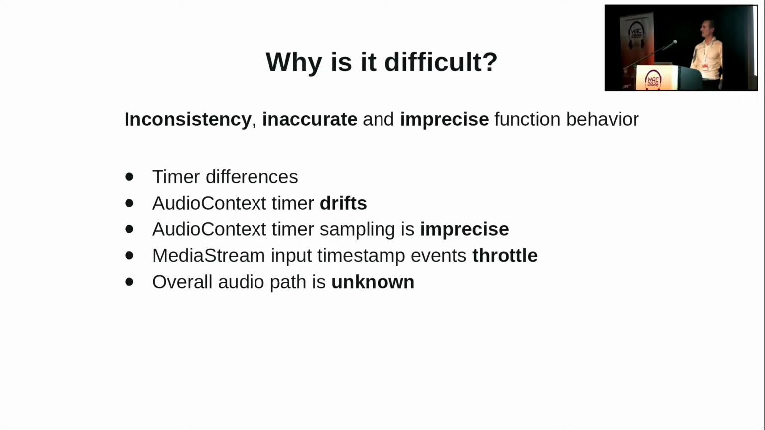Actually, if you're using getOutputTimestamp, the latest addition, it is precise, but that's only used in my last prototype. And the media stream input timestamps, so when you're recording for the analysis part, they tend to throttle if you're doing anything on the main thread, or the audio worklet. So that's causing inaccuracy as well. And the overall audio path is unknown.